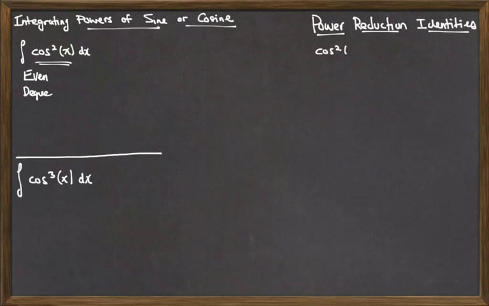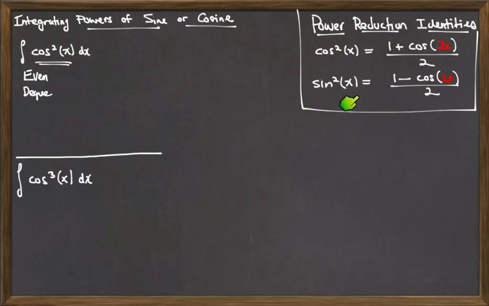When I have an even power, what I'm going to use are the so-called power reduction identities. The one for cosine says that cosine squared of x is equal to 1 plus cosine of twice x, the double angle is appearing here, over 2. A similar identity holds for sine squared of x. It's exactly the same, except notice that it has a minus sign in the middle of the expression. So 1 minus cosine still of 2x over 2.